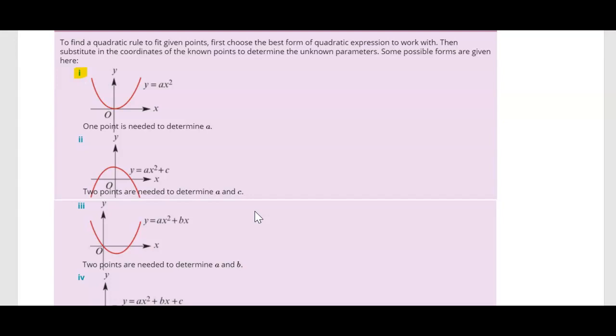So it's also crossing at the origin. Now don't put in the point 0, 0 because it's not going to give you the value of a. But it is sitting on the origin. You just need another point on the graph, and then you substitute that in for x and y to get your value of a. So we just need 1 point.